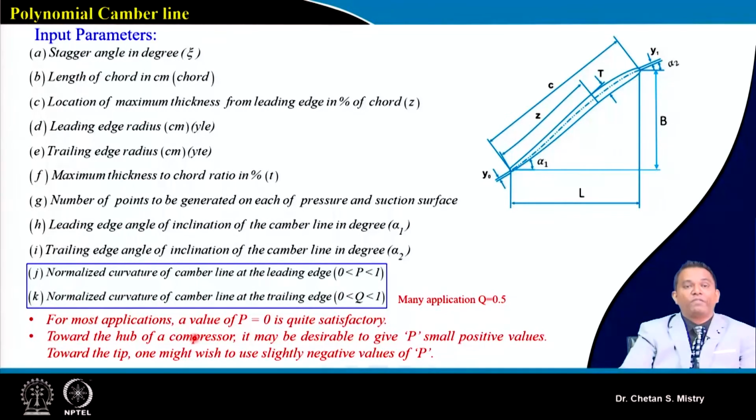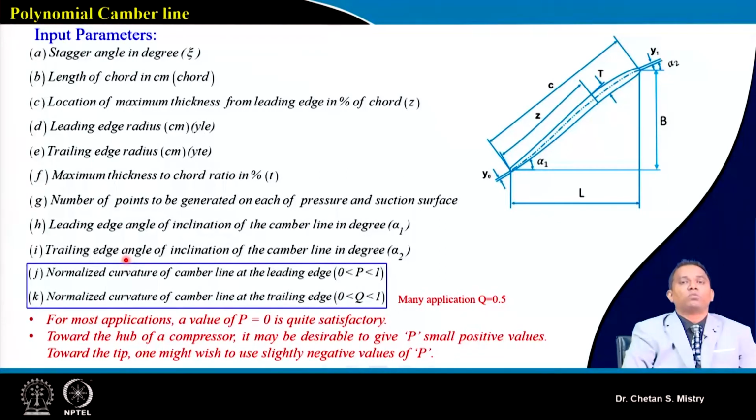Towards the hub region, when we are developing the camber line for the hub region, we need to have the P value slightly smaller, or a positive value we need to consider. Near the tip region, we need to consider this P value to be negative. So this will give us an idea how we develop a polynomial camber line. I am sure this will give you an idea how exactly we will be developing this line.